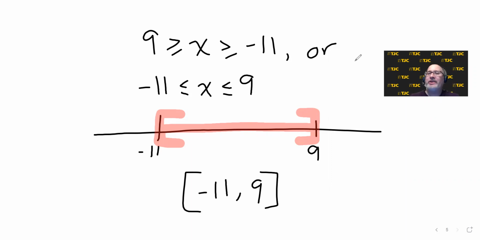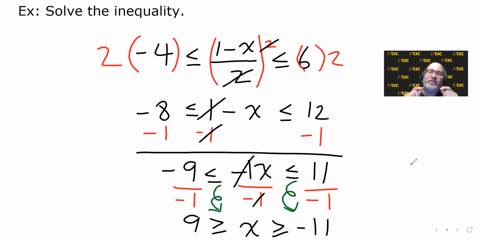So solving a double inequality, pretty easy. The only thing you really have to watch out for are the instances where you do one of the two moves that causes the entire inequality to reverse. In this case, that move was dividing by a negative.